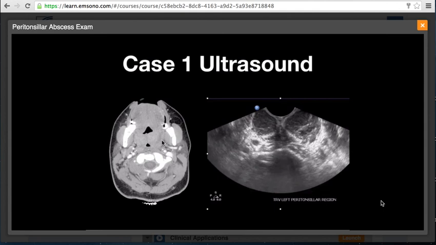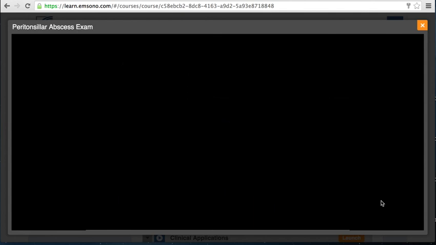ENT was subsequently consulted. They recommended getting a CT scan, which again showed the fluid collection posterior to the tonsil. She was subsequently admitted to the hospital, placed on IV Augmentin, and did well after 3 days of IV antibiotics and did not require any surgical intervention. This concludes now the peritonsillar abscess lecture.